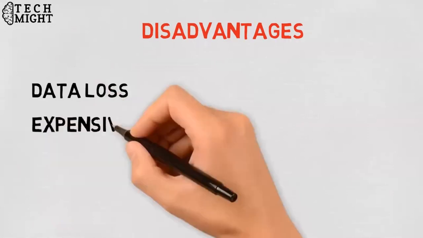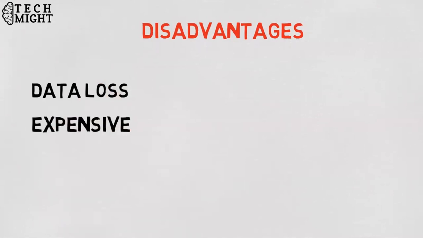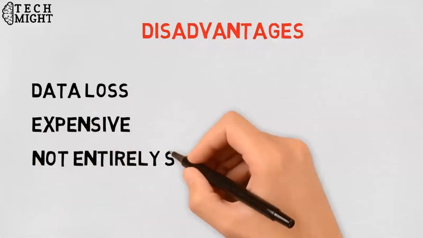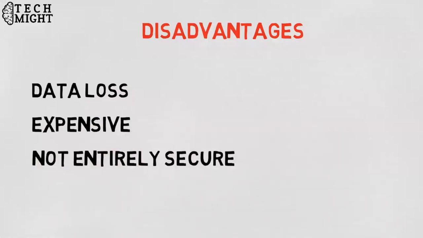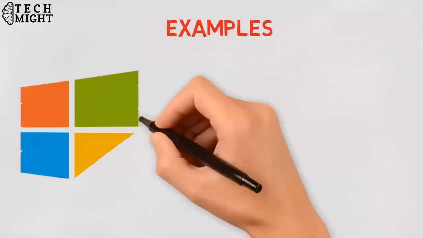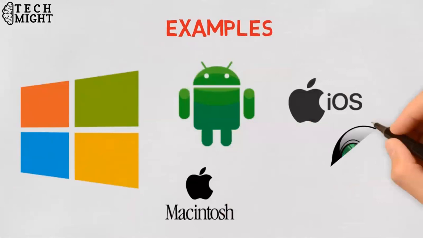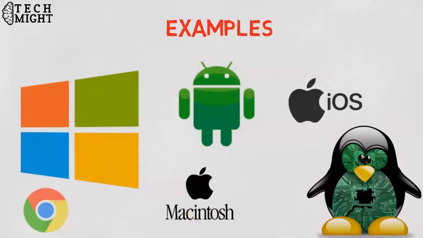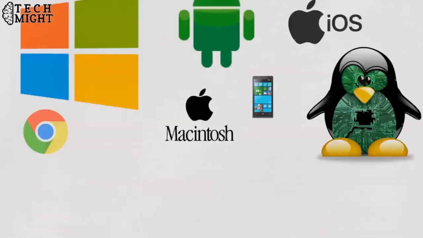Disadvantages of using operating system. 1. If any issue occurs in the operating system, you may lose all the contents which have been stored in your system. 2. Operating system software is quite expensive for small-size organizations, which adds a burden on them. For example, Windows. 3. It is never entirely secure as a threat can occur at any time. Examples of operating systems are Windows, Android, iOS, Mac, Linux, Chrome operating system, Windows Phone operating system.